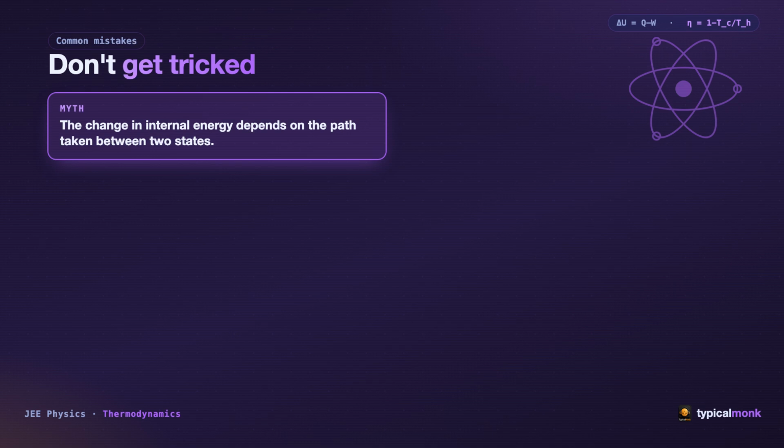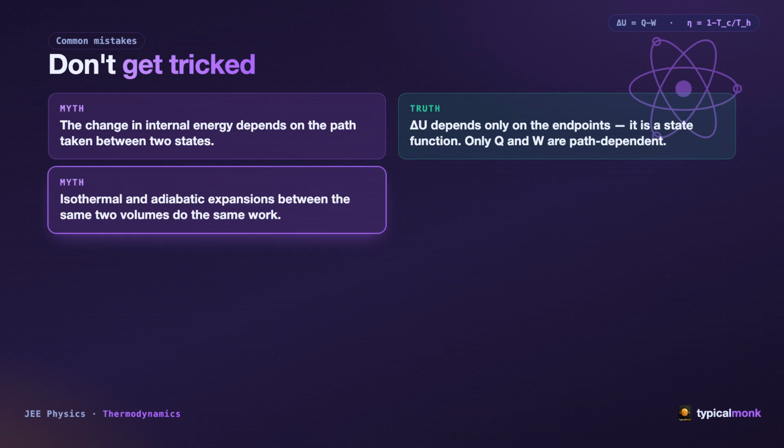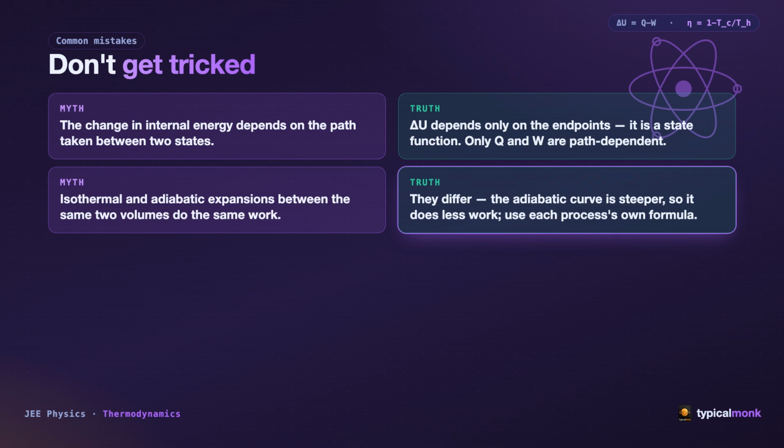Now the 2 mistakes that quietly cost marks. The myth: the change in internal energy depends on the path taken between 2 states. The truth: delta U depends only on the endpoints. It is a state function. Only the heat Q and the work W are path dependent, never the internal energy. The second myth: isothermal and adiabatic expansions between the same two volumes do the same work. The truth: they differ. The adiabatic curve is steeper, so it does less work. You must use each process's own formula, never one for the other.